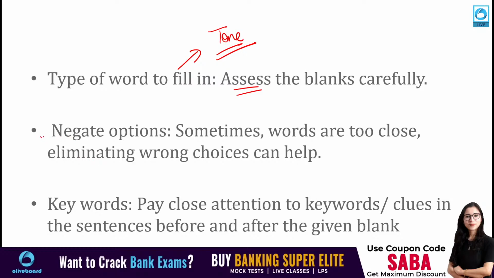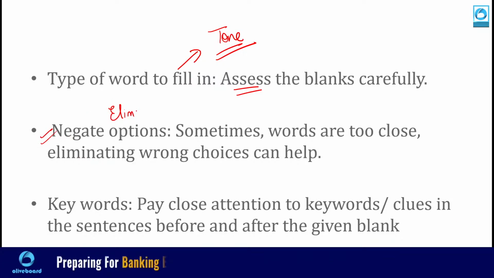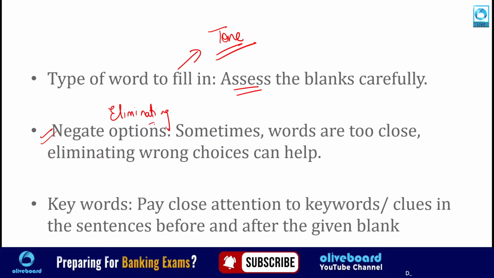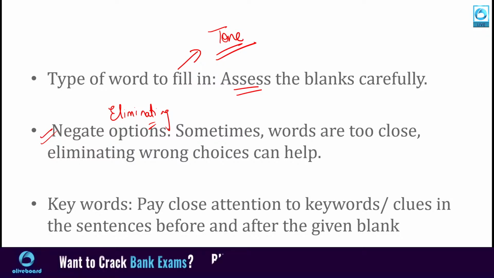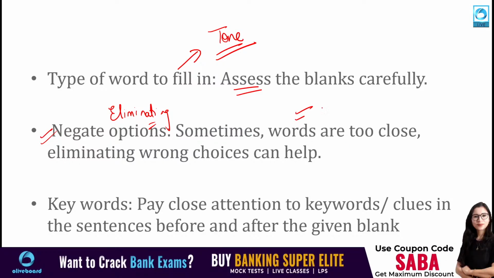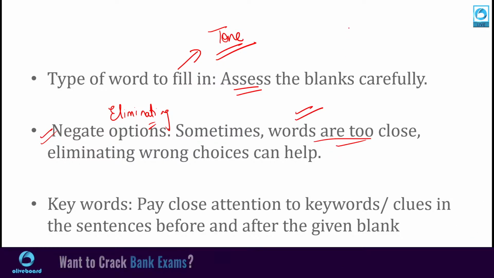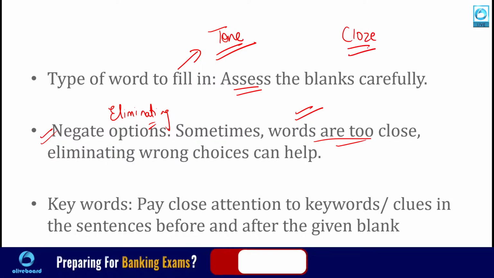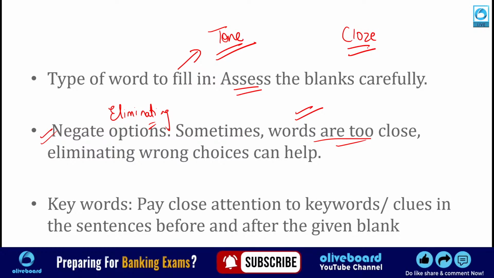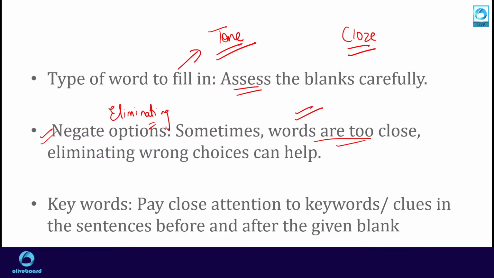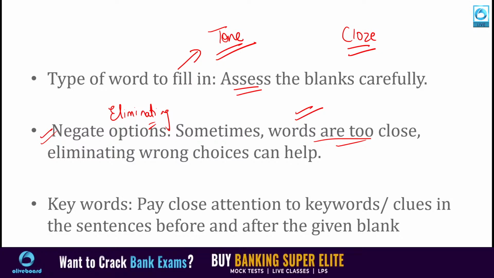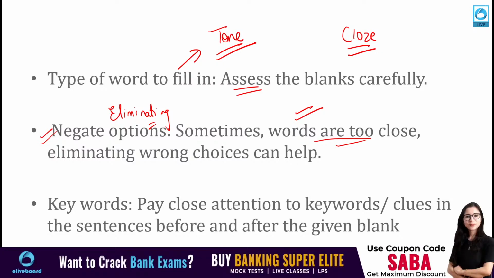Then next is eliminating options. This can also help you. See, these are just approaches. In different types of cloze test, different approaches will work. Okay. Sometimes what happens, not sometimes, most of the times it happens that words are too close. Cloze test means words are quite similar to one another. All the words, they are quite similar to one another. Here you might have to find the difference between even two synonyms. Between those words with the same meaning, what differences can there be, that also you might have to find here.